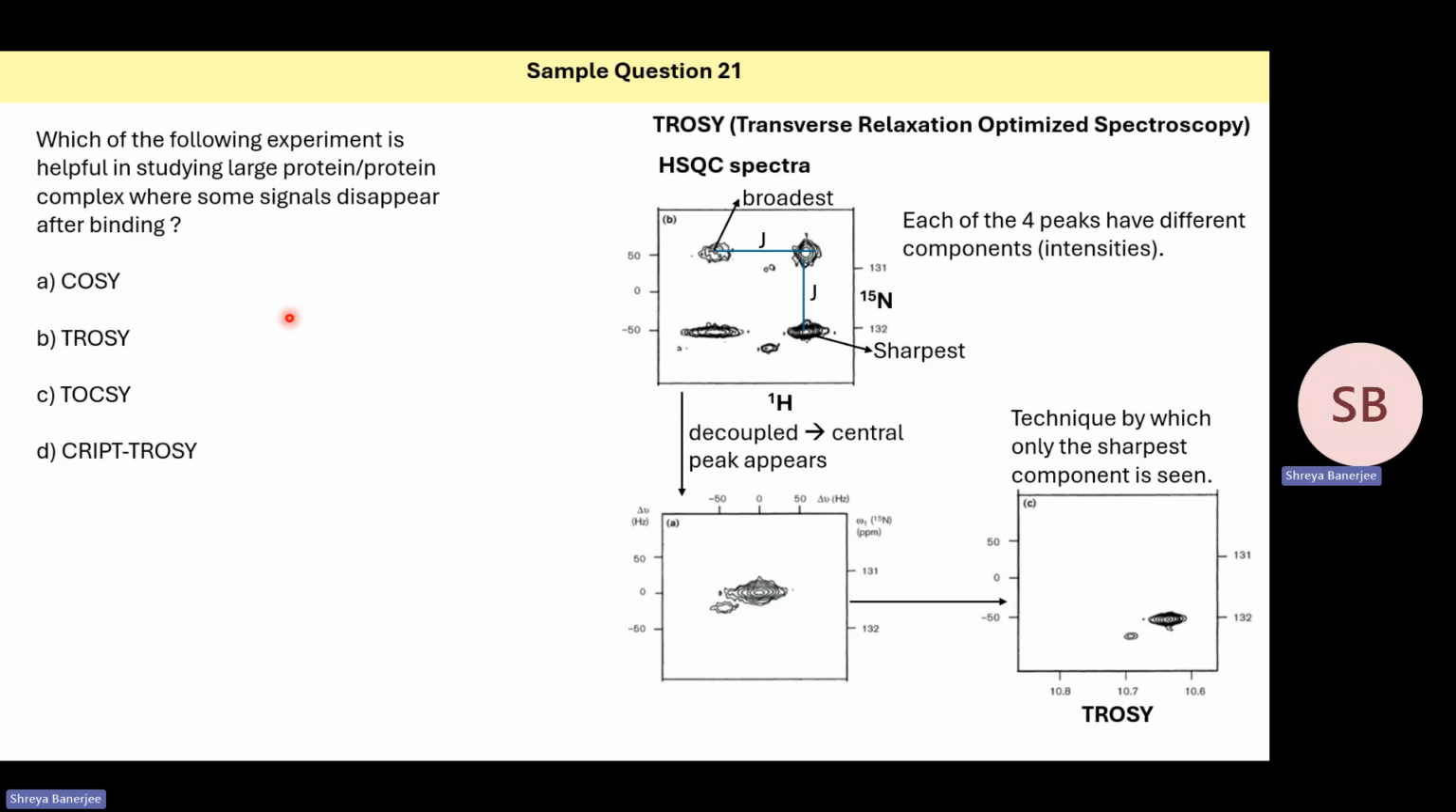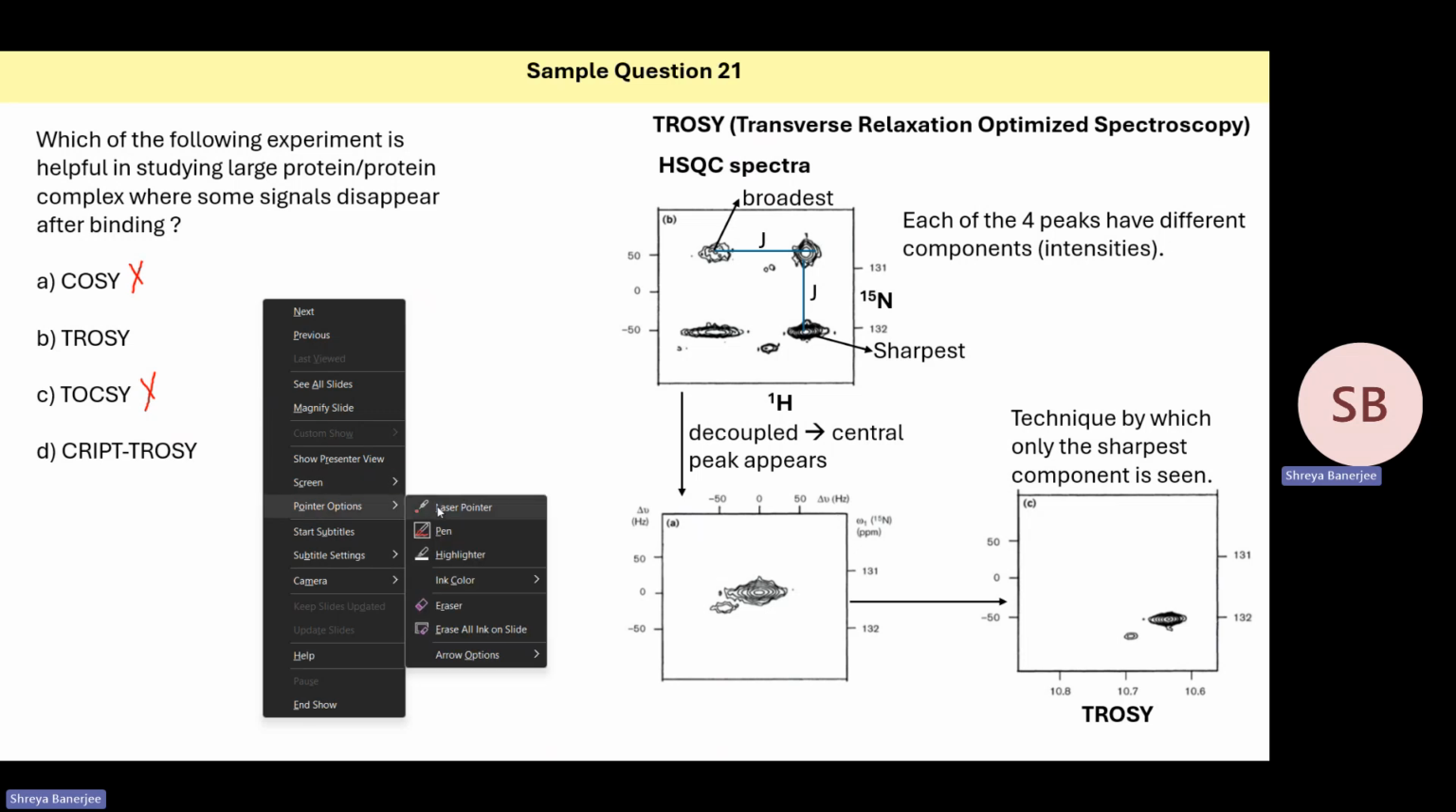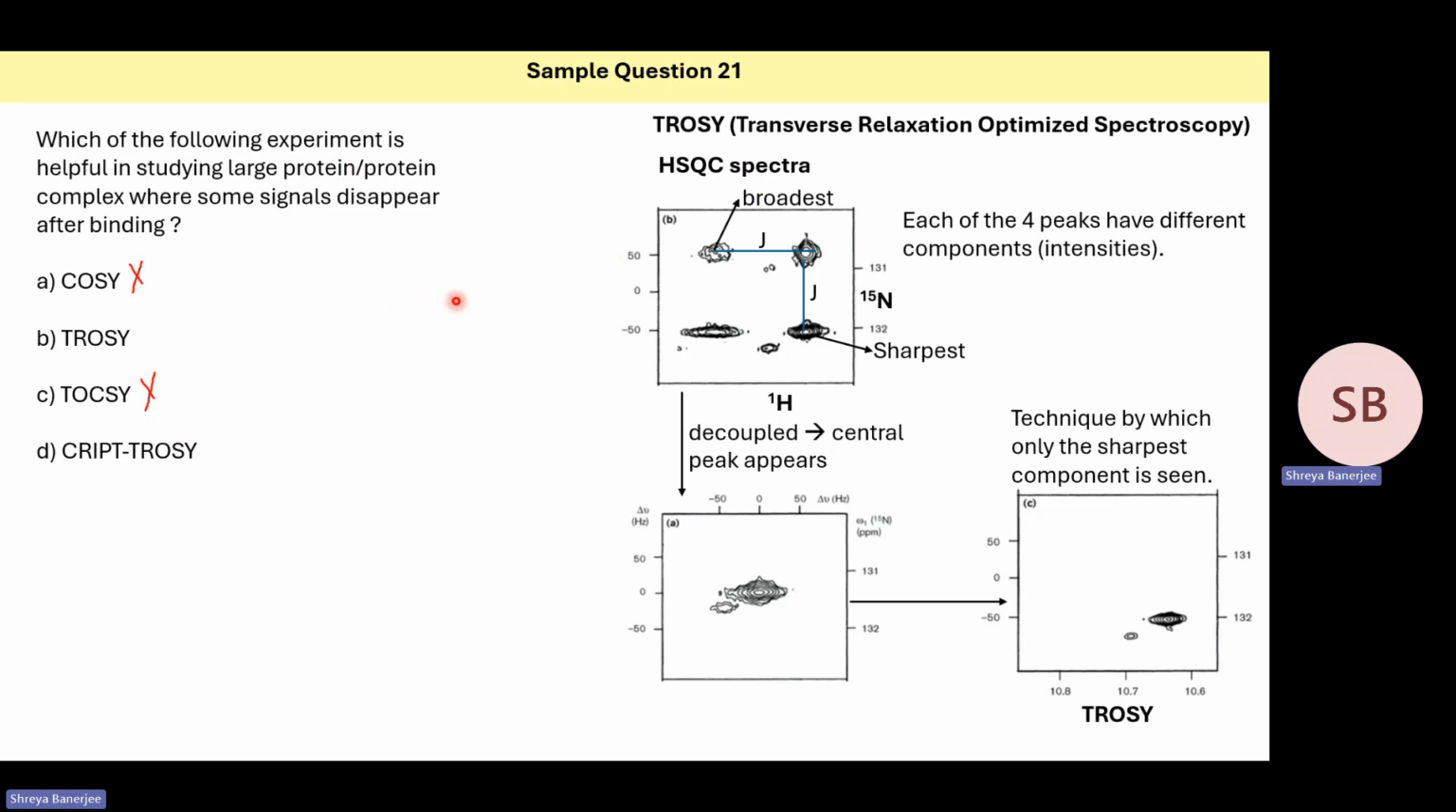Right. So the question is saying which experiment is helpful in studying a large protein-protein complex where some signals are disappearing after binding. So straight away we can leave out COSY and TOCSY because they are not good for studying large protein-protein complexes. TROSY is an experiment we know we can use to study large protein-protein complexes.